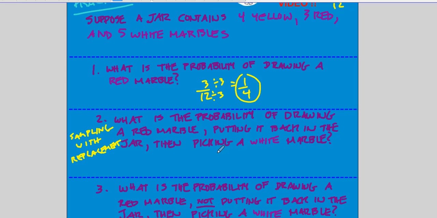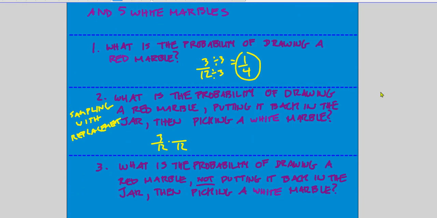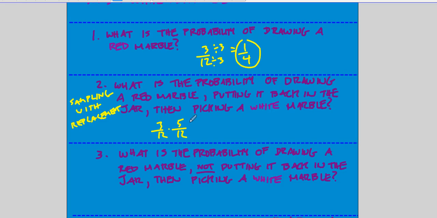Okay, so the probability of drawing a red is what, 3 out of 12? We're putting it back in the jar, so we still have 12 marbles. And then the chance of picking white is 5 out of 12. Okay, so I could reduce it here. You could multiply across and get 15 out of 144, but you'll have to reduce that again. So I'm going to reduce it this way. 3/12, 3 goes into 3 once. 3 goes into 12 4 times. So this ends up being 5 out of 48. That's the probability.